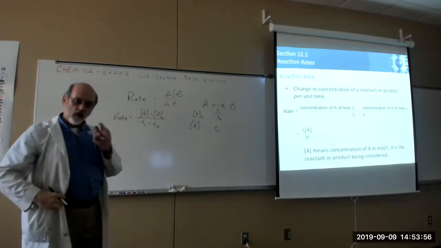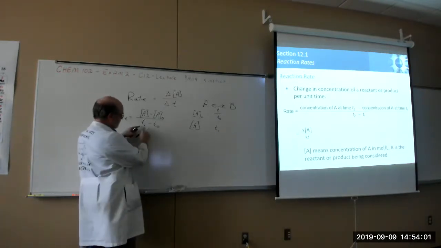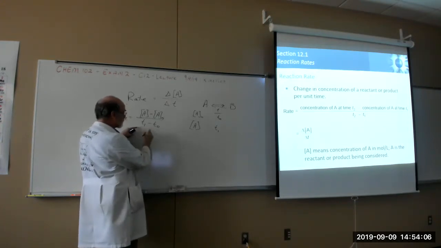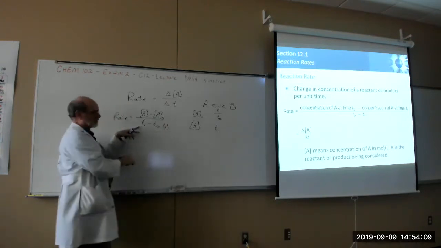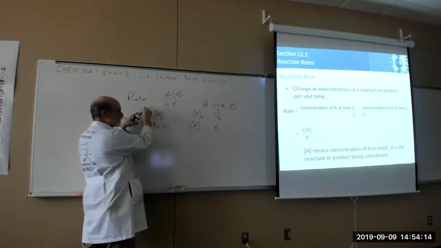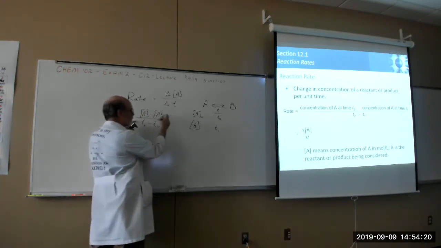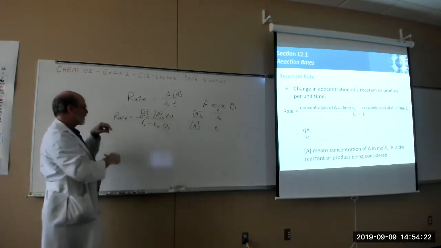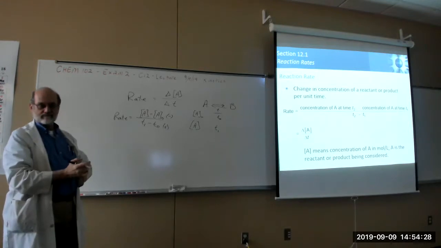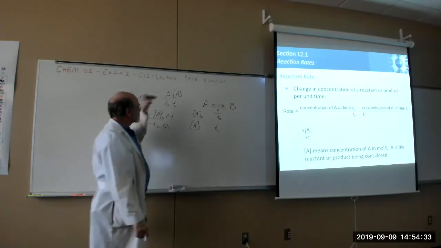The point I want to make here is, what's the sign on this? Well, this T1 is greater than this T0, so this sign is going to be positive, right? But in this one, the initial concentration of A is greater than the concentration of A at some time down the road. So the sign on this one is going to be negative. So that means the expression is a negative value. And just what that means is the rate is the disappearance of A.